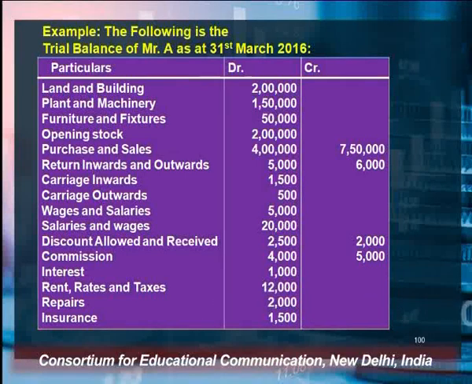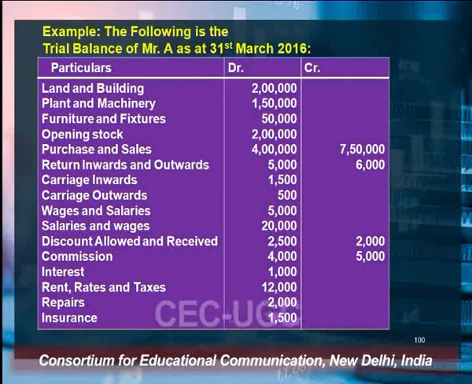The next items are opening stock, purchases and sales, return inward and outward, carriage inward. All these items are related with the nominal account, and all items related with the nominal account are to be shown in the trading and profit and loss account. If these are direct expenses, then they have to be shown in the trading account. If these are indirect expenses, then these are to be shown in the profit and loss account.